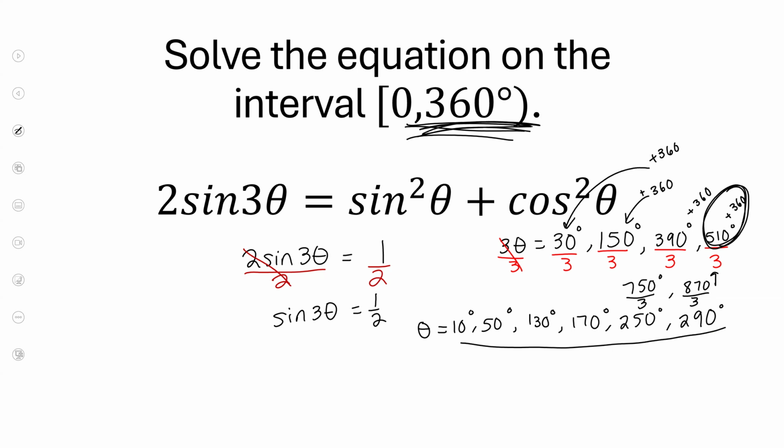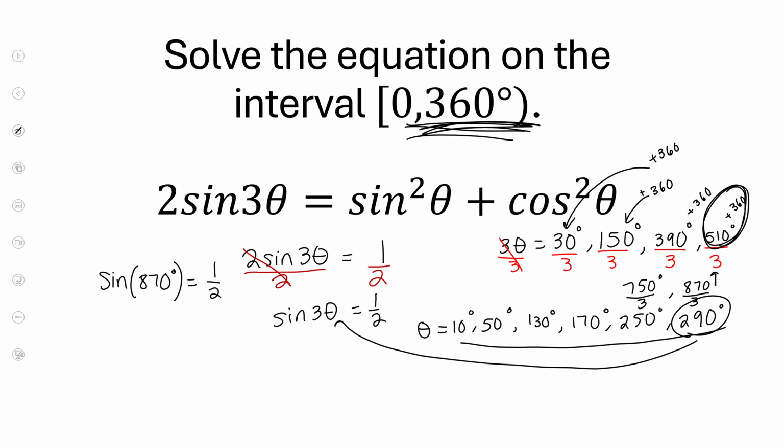Okay, let's just test it. I'm going to plug 290 into here. What's 290 times 3? 870 degrees. And that is equal to 1/2. That's right here, I believe. If you subtract 360 a whole bunch of times, will you end up right here at 150? Perfect. So you got 1/2. So all of these are your solutions.